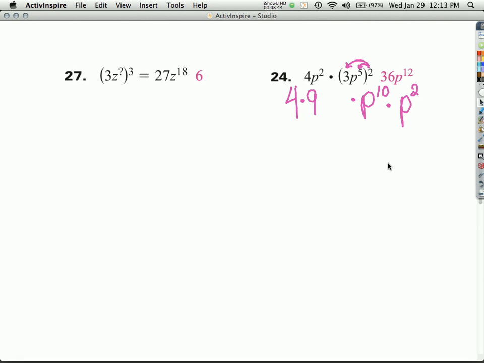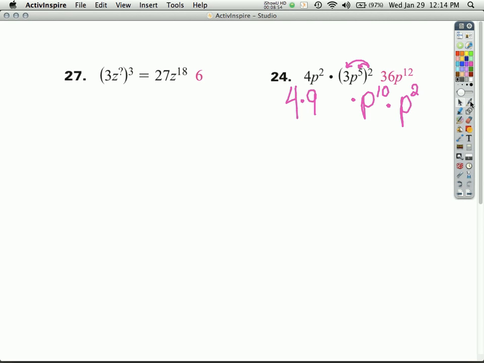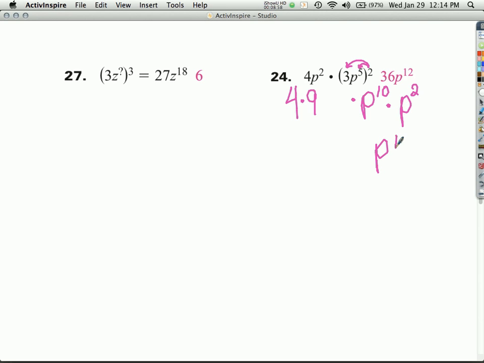Cherie? The product of powers probably. Product of powers. And what does the product of powers say that we're allowed to do? We're allowed to add the exponents together when the base is the same. That's right. When the base is the same, add the exponents together. And so now we have p to the 12th power, and now 4 times 9, that's how we get the 36. And that's how we get that answer.